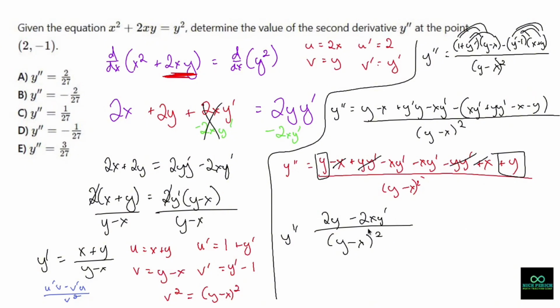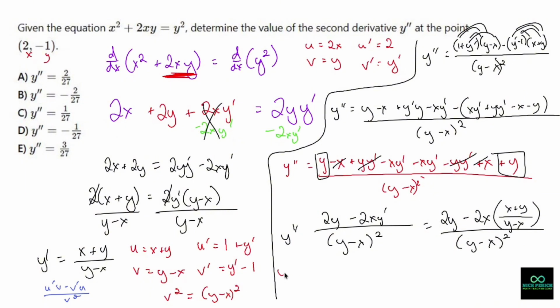Now we know that y prime from over here is this. So you become 2y minus 2x times x plus y over y minus x, all over y minus x squared. Now would be a good time to finally plug in that point right there.